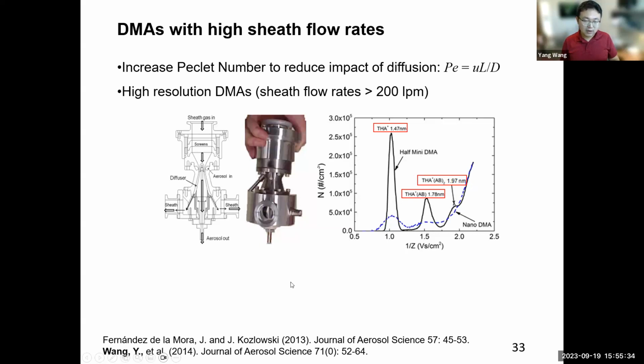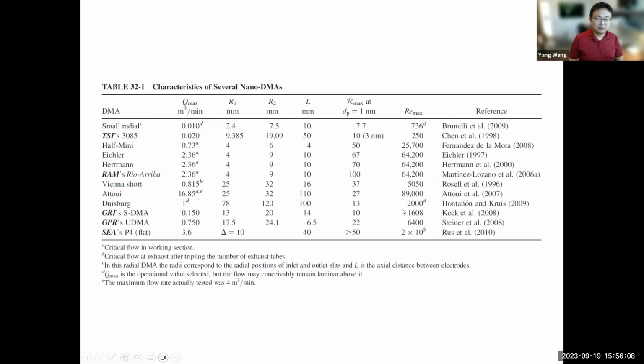So if you want to know more about the high resolution DMA systems, you can read these papers. The half mini DMA system was first manufactured by Juan de la Mora at Yale University. Currently in my group, I have Shanakia and Bhagia Ramesh working on flame ions and new particle formation under high temperature environments. We use these high resolution DMAs to monitor the size distributions of these incipient particles that are below 3 nanometers. Here there is more information regarding the Reynolds number limitation for different types of DMAs, and also about their resolutions for monitoring these species or particles.